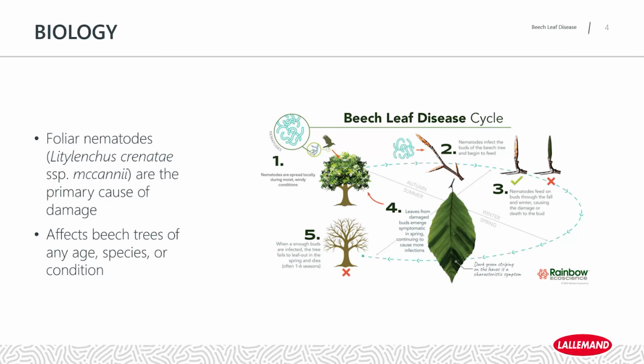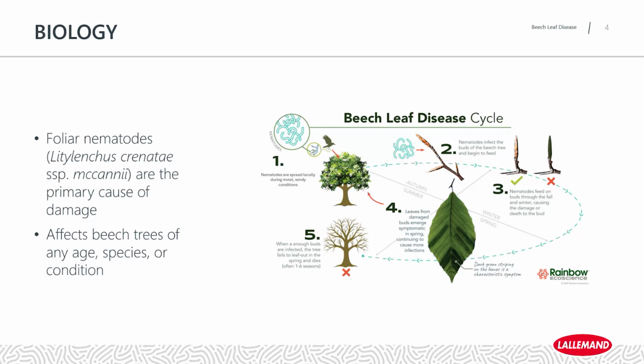And this graphic that you see here is from Rainbow Ecoscience, and it depicts the disease cycle of beech leaf disease. It's believed that one of the pathways of spread of these nematodes is birds or insects. However, the exact vectors of spread are still very much under research and they're not entirely known or understood. But we do know that they consist of both biotic and abiotic vectors. So it also includes wind as a vector of spread, especially if moisture is present.